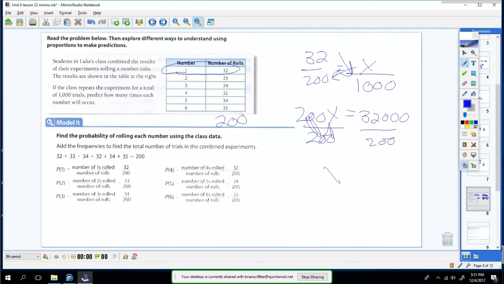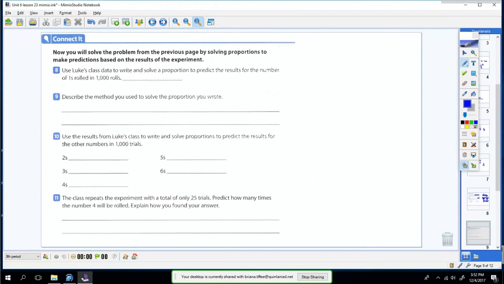This cancels out. X stays down here. The zeros cancel out. And you divide 2 into 3,200, which is, let's see, 160. So I would expect the number 1 to appear 160 out of 1,000 times, based upon my experiment already. So this answer would be 160. So determine the method you use to solve the proportion you wrote. I'm going to say cross multiply.